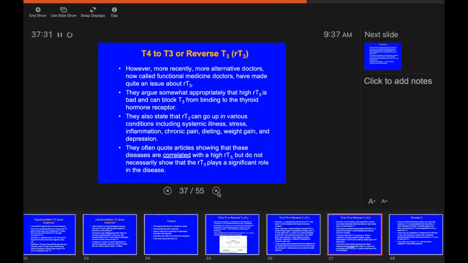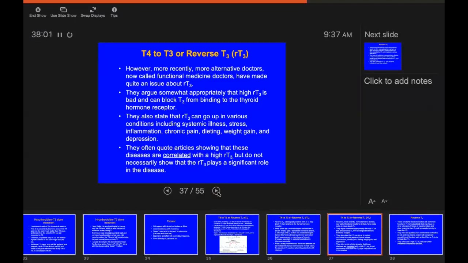So you have these alternative doctors, including the doctor down in Torrance at his clinic. They're now called functional medicine doctors, and they make quite an issue about this reverse T3. They argue, I think somewhat appropriately, that a high reverse T3 is bad. It can block T3 from binding to the thyroid hormone receptor. They also said, and I'll talk about this in a second, that reverse T3 can go up in various conditions, including systemic illness, stress, inflammation, chronic pain, dieting, weight gain, and depression.